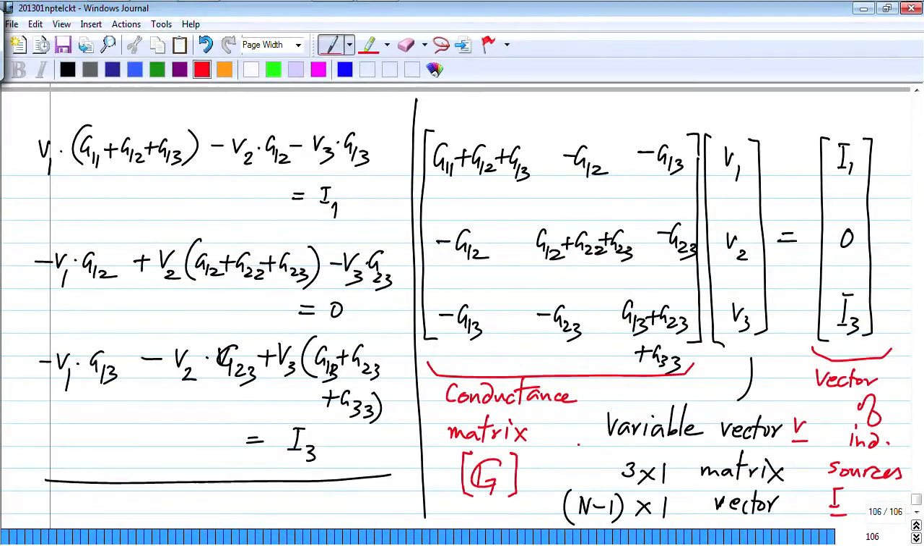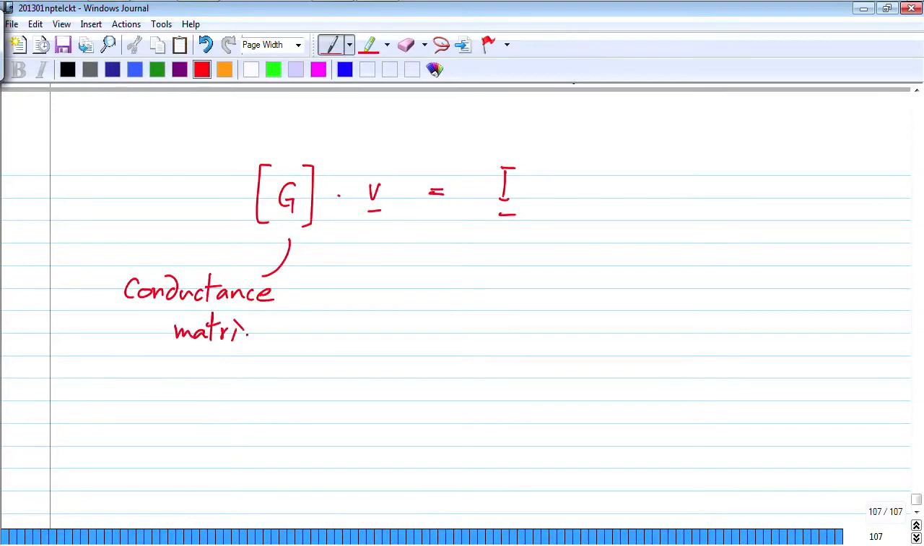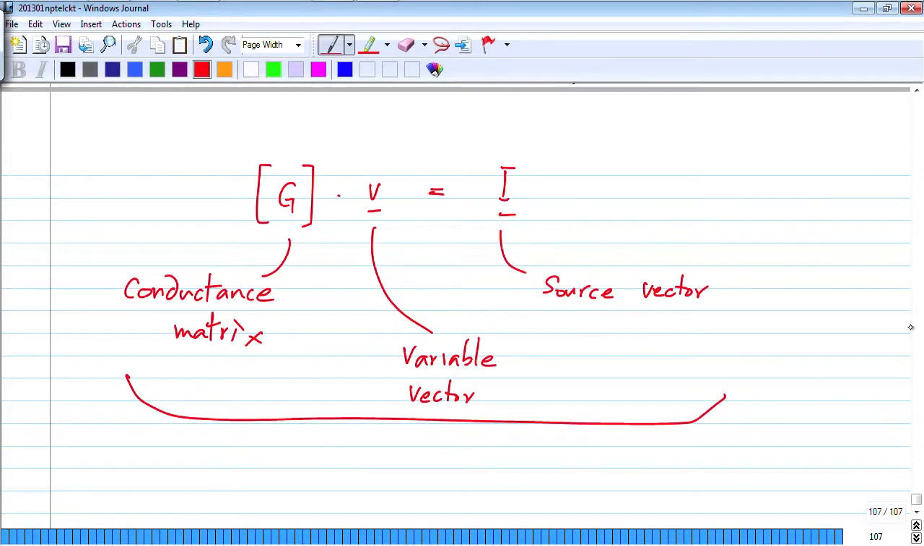So when we write these equations for the circuit based on Kirchhoff's current laws and express the currents as voltage times conductance, we will get an equation of this form, which is the conductance matrix G times the variable vector V equals the source vector I. Okay. So conductance matrix times variable vector equals source vector.